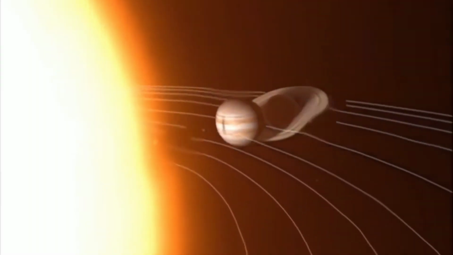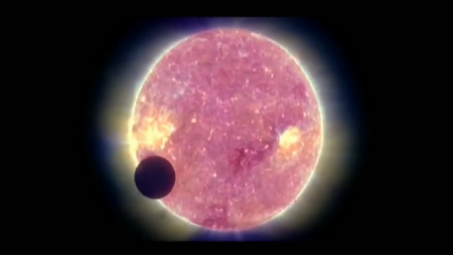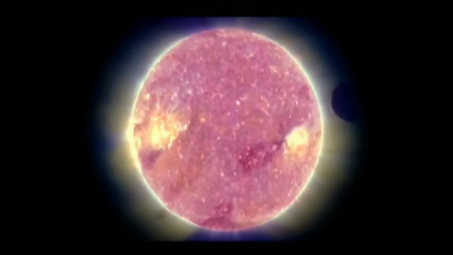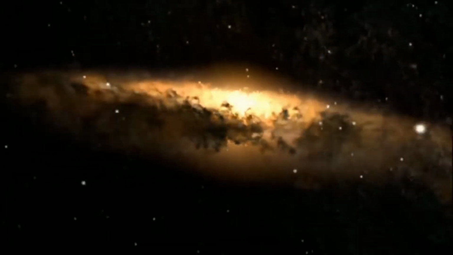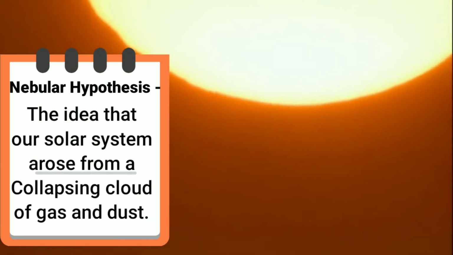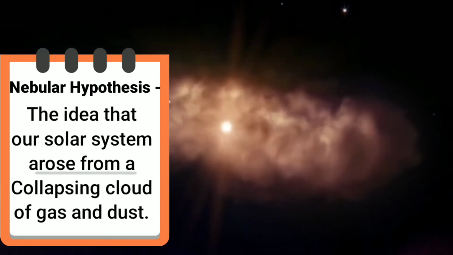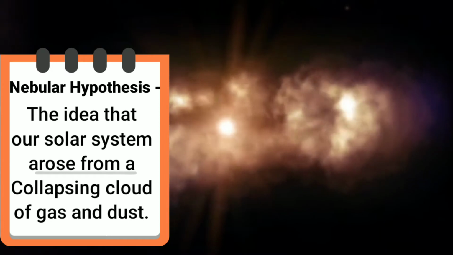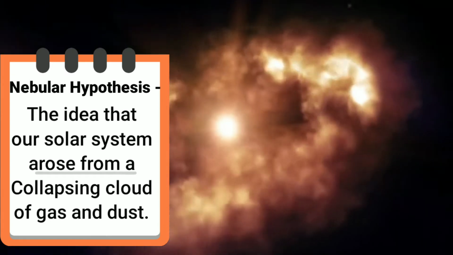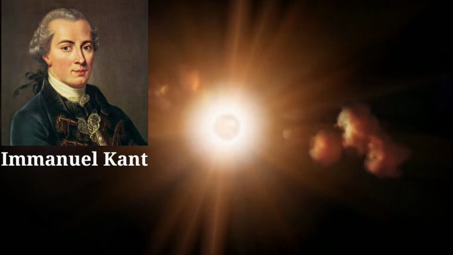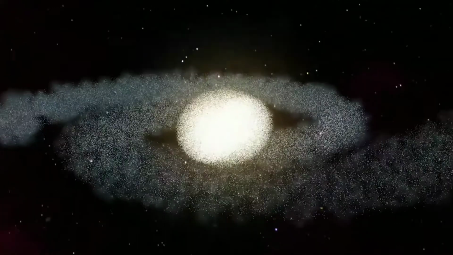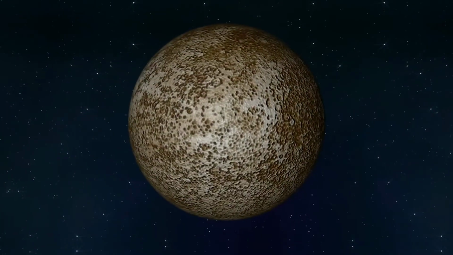Around 4.6 billion years ago, our Sun and all other objects that orbit around it were born from an enormous cloud of interstellar gas and dust. The so-called nebular hypothesis, the idea that our solar system arose from a collapsing cloud of gas and dust, has a long history. In 1755, the German thinker Immanuel Kant suggested that both the Sun and planets formed alongside each other from a more extensive cloud collapsing under its own gravity.